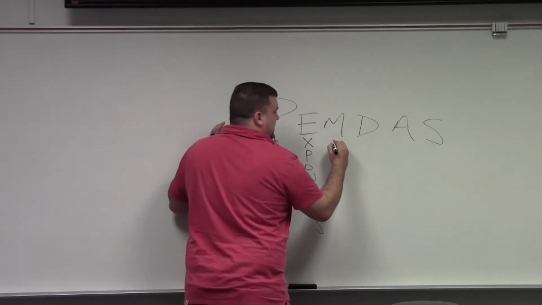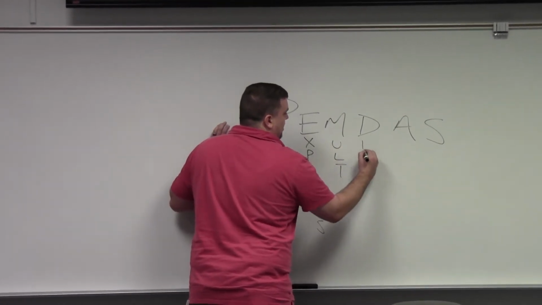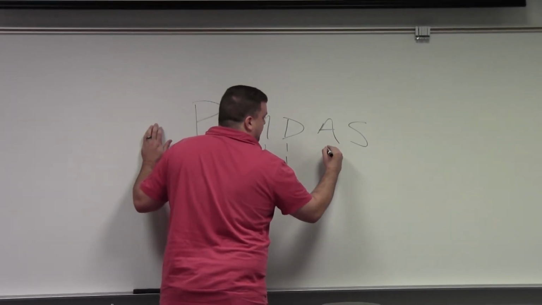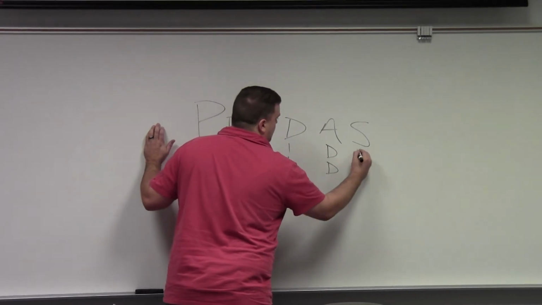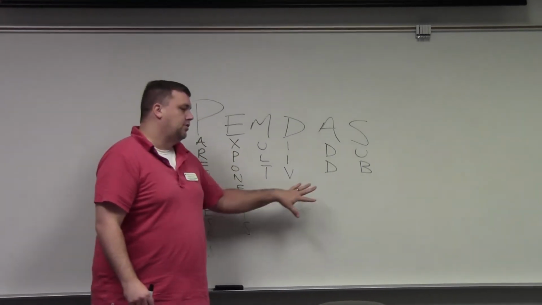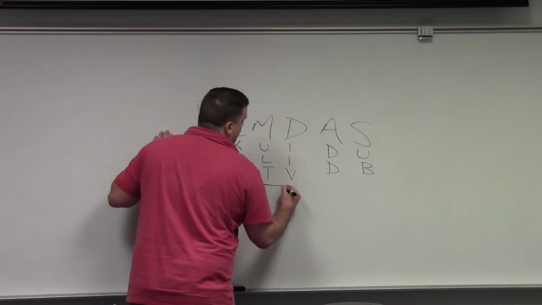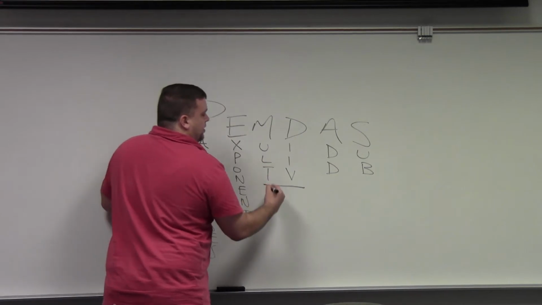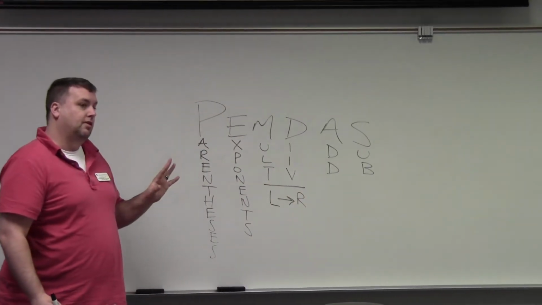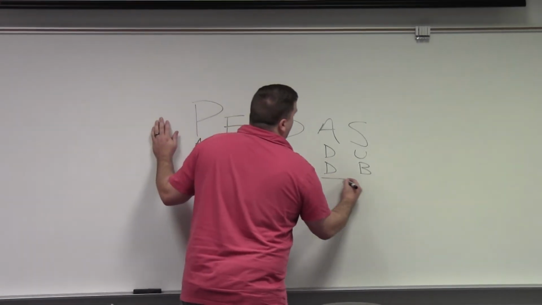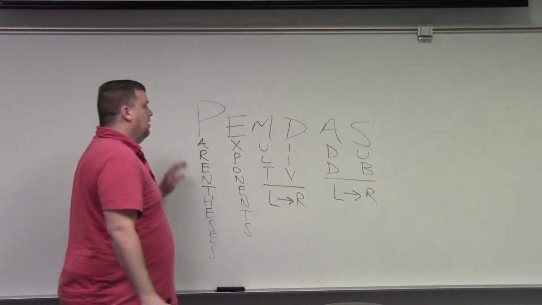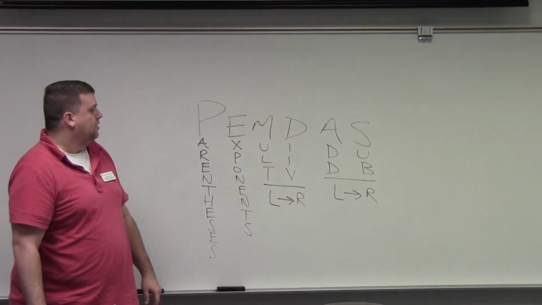And then our M and D are multiplication and division, right? And what's the A and the S stand for? Addition and subtraction. Now the thing is, we're supposed to do these in order. The one trick though, and not everyone realizes that, is that multiplication and division need to be worked from left to right. It doesn't matter which one comes first. The same thing with addition and subtraction. Addition and subtraction should be worked from left to right. They're considered the same order of operation, the same power.